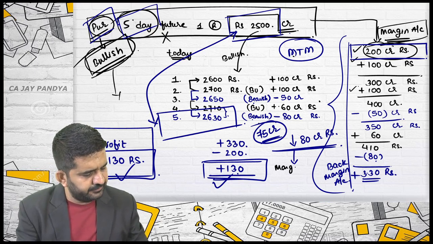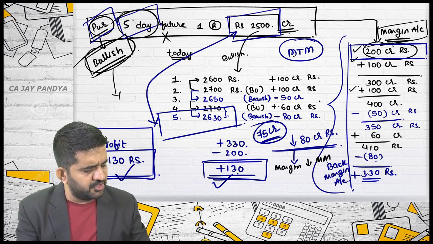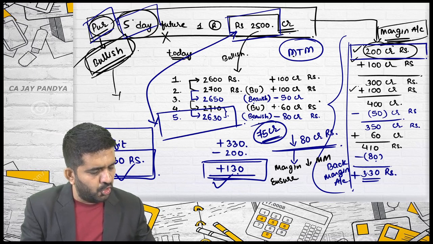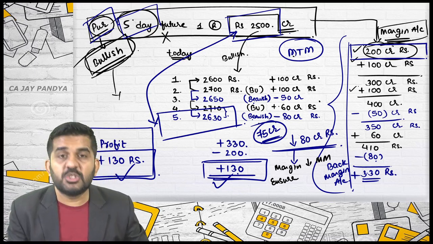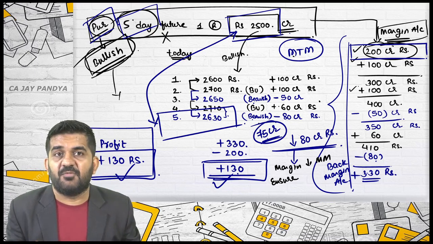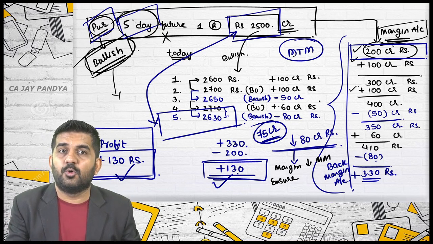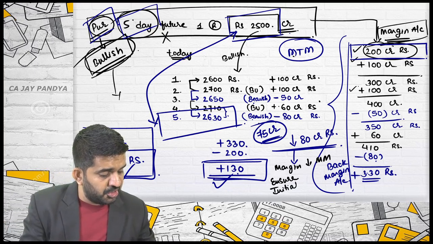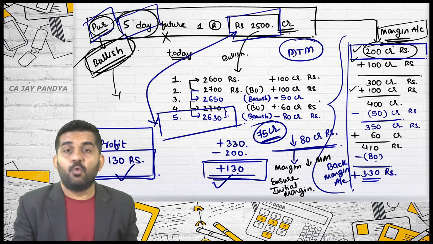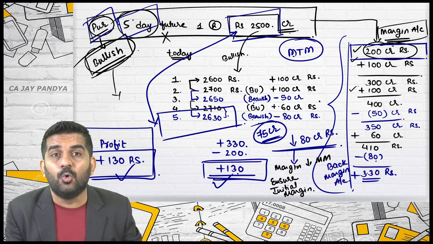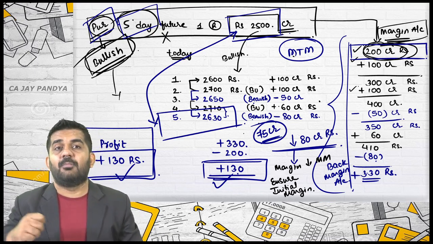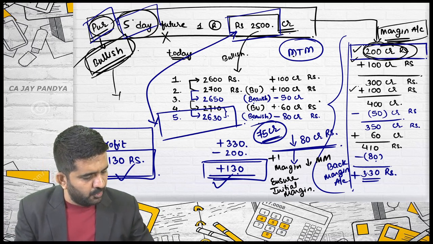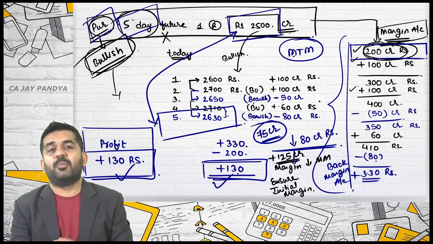If the margin goes below minimum margin or maintenance margin, please try to understand, then you will have to ensure. How much was our minimum margin? 80 crore. What has it become? 75 crore. So you will have to give 5 crore rupees more to the broker to maintain your margin. The answer is no. You will have to ensure initial margin. So when your margin account goes below 80 crore, you will have to ensure that again your margin account is having 200 crore. So what was your margin account? 75 crore. You will have to give 125 crore rupees more into your margin account to your broker.